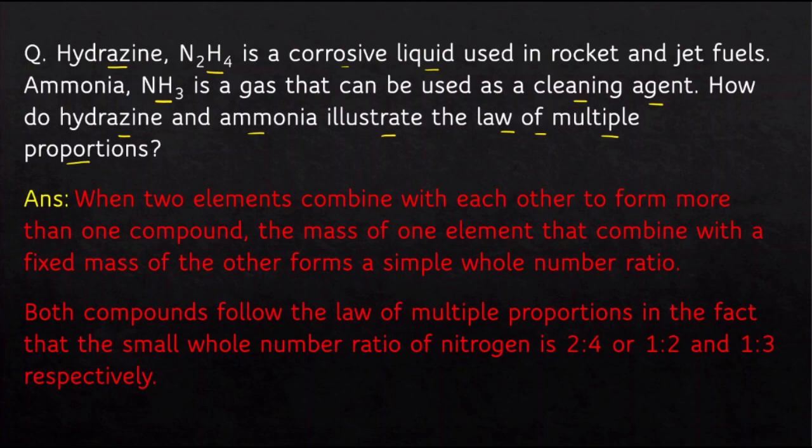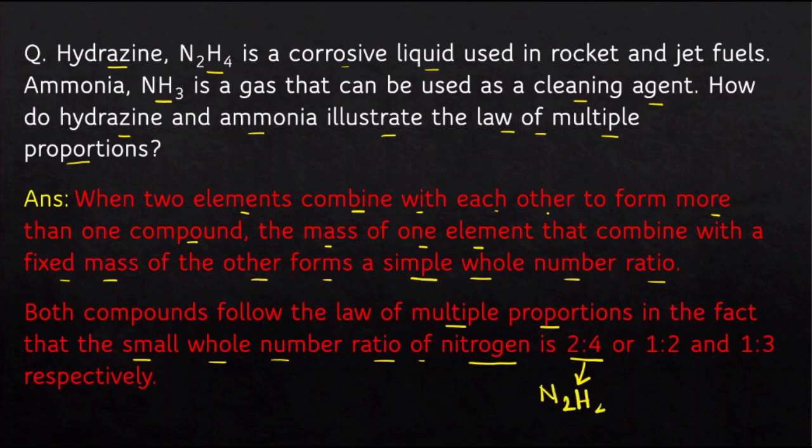Here, to justify this question, we have to take the help of the statement of the law of multiple proportions. And the statement is just as before, when two elements combine with each other to form more than one compound, the mass of one element that combines with a fixed mass of the other forms a simple whole number ratio. Here both the compounds follow the law of multiple proportions in the fact that the small whole number ratio of nitrogen is 2:4. This is for the first compound, hydrazine. And if you simplify, you will get 1:2.